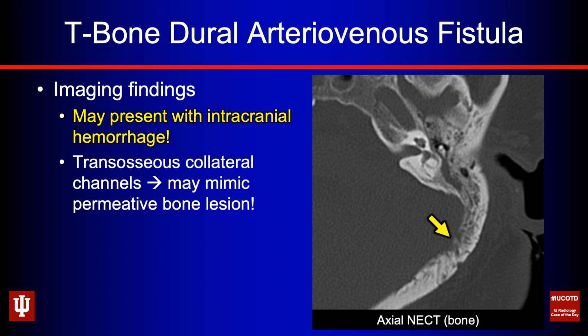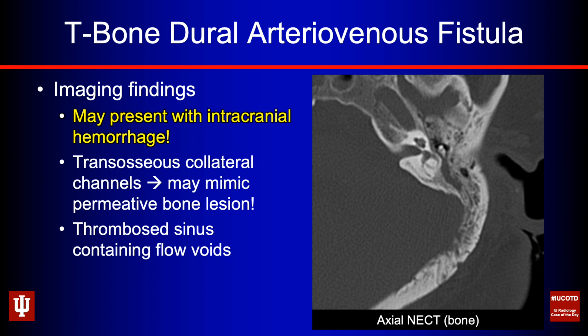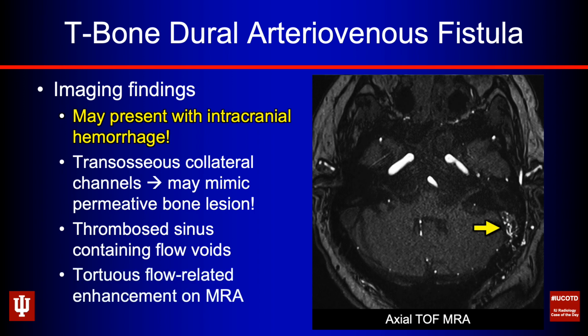So you need to be thinking, is this really permeative destructive bone change, or are these enlarged transosseous venous channels, as in this case? Also, take a look at your adjacent sinuses. You want to look for thrombosis within that sinus that may have these internal wispy flow voids, or if you're doing time of flight MR angiography, look at this tortuous flow-related enhancement within that distal transverse and proximal sigmoid sinus. And you can even see that flow-related enhancement within those transosseous venous channels as well.